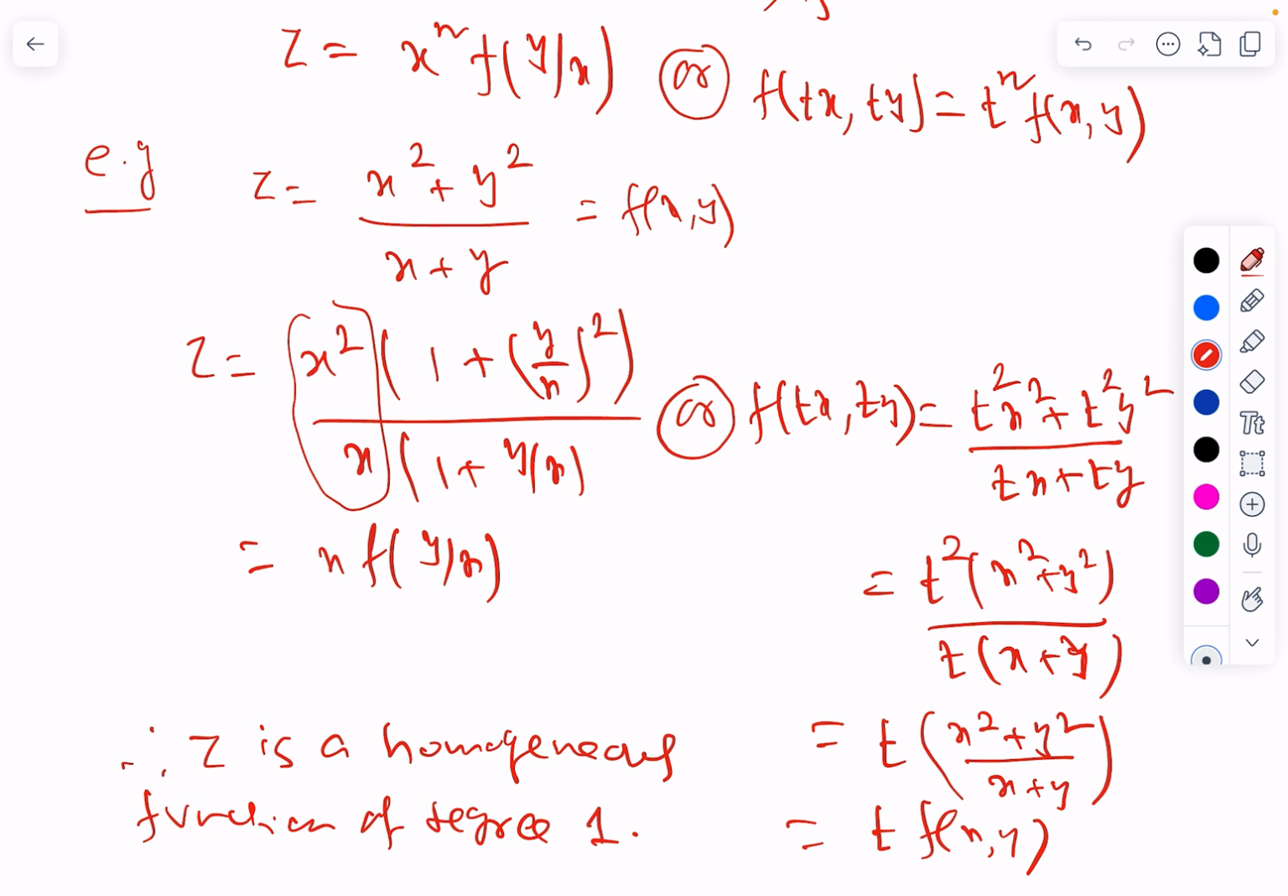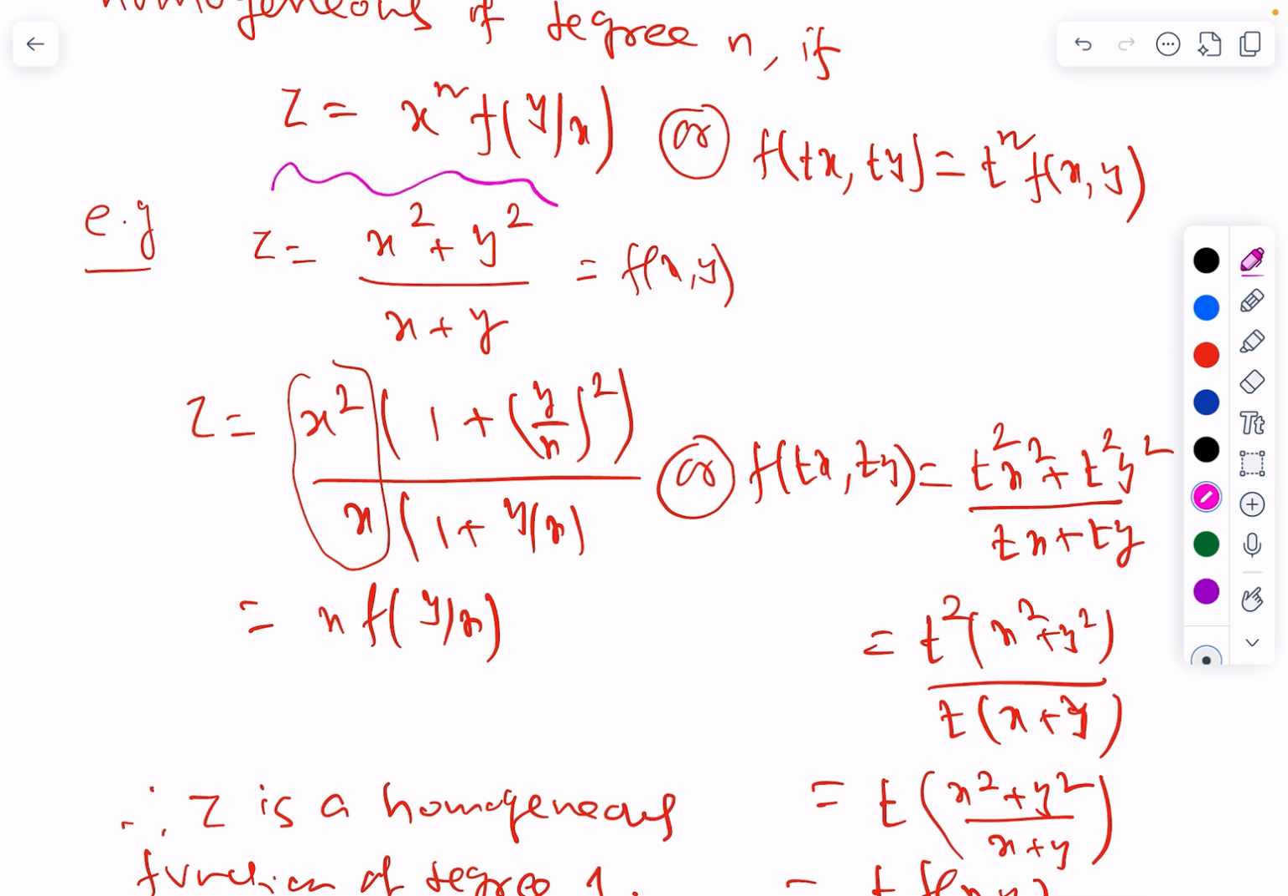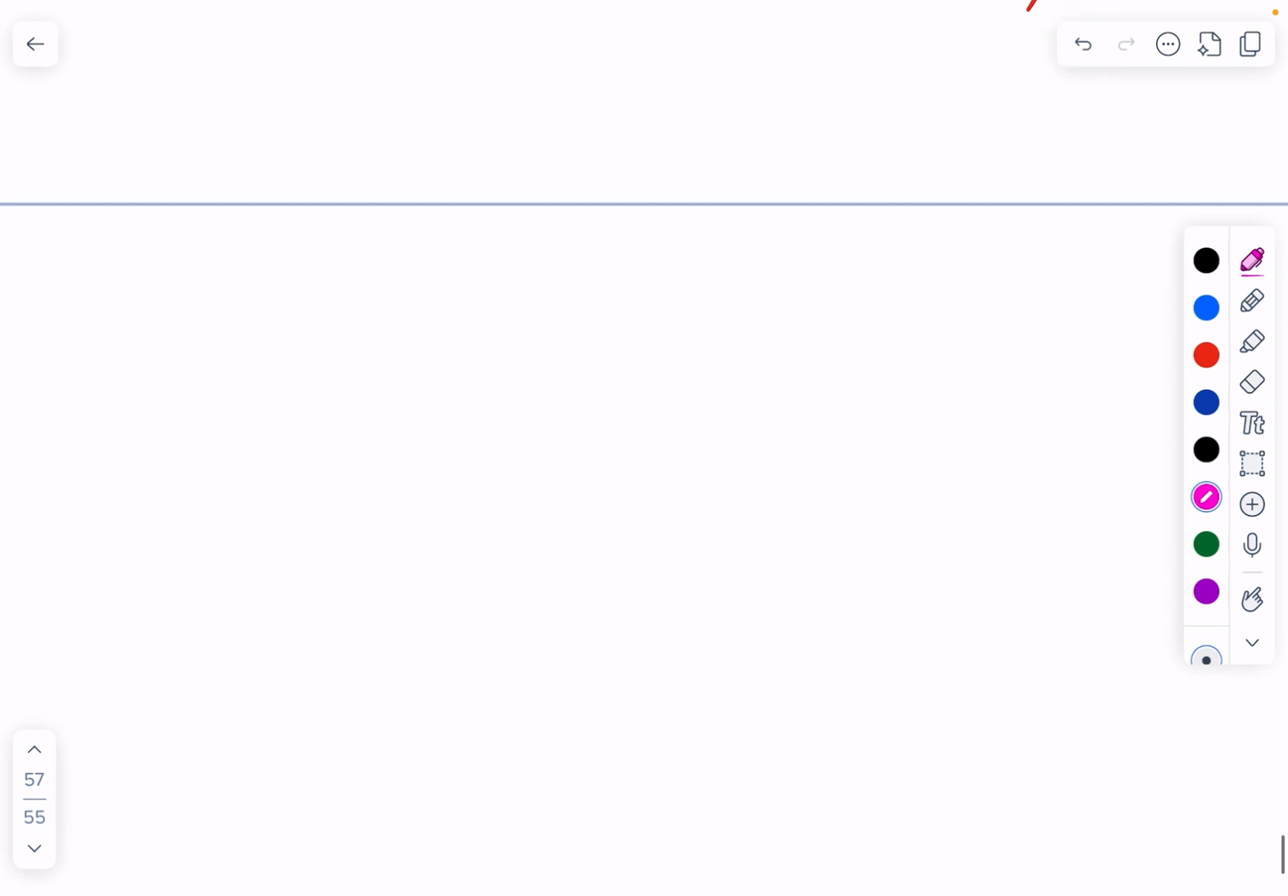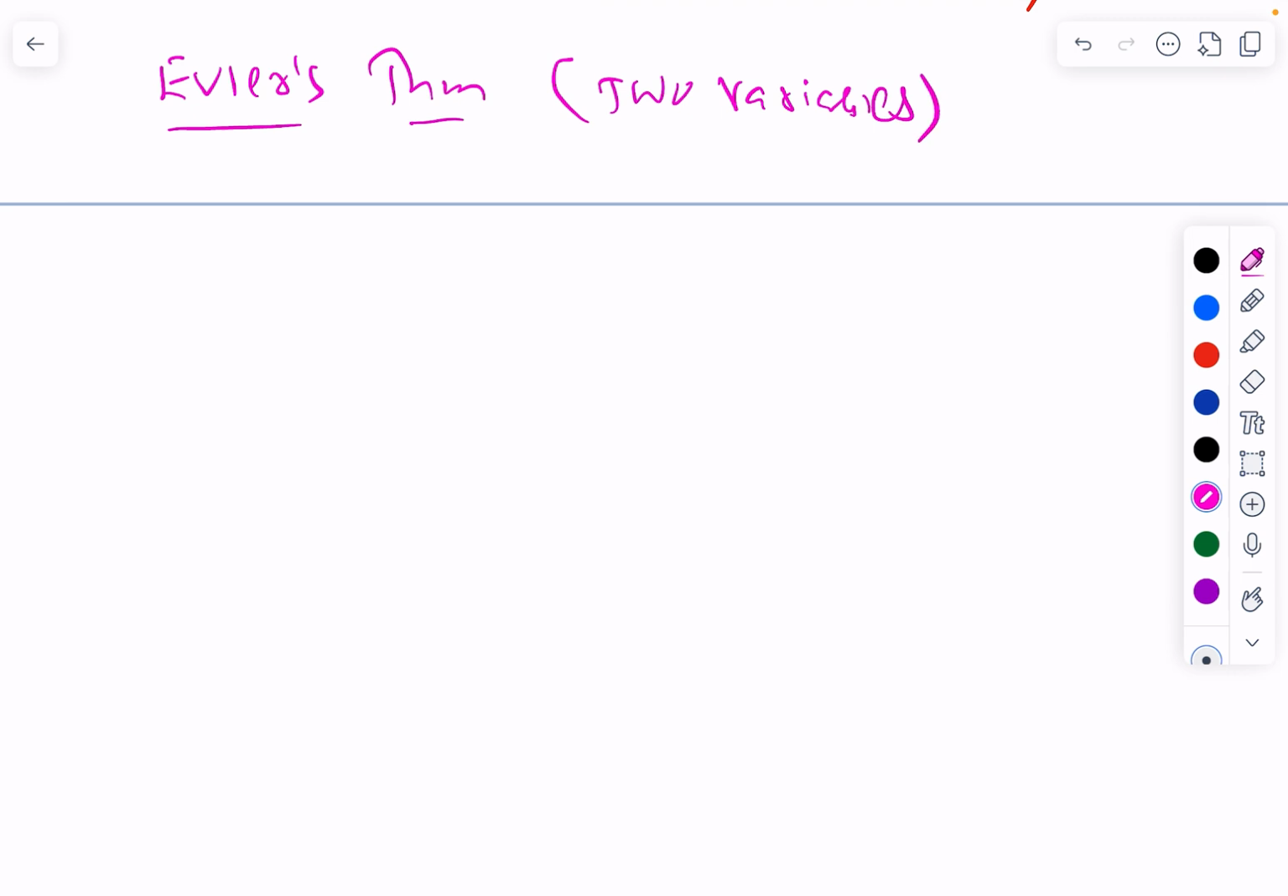Now, there is one theorem on the homogeneous function. That theorem is known as Euler's theorem. Let us take the two variables. It is true for n variables also. So the theorem is like this.